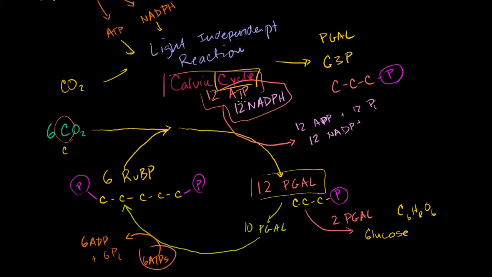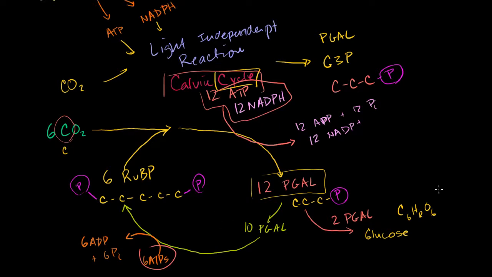And of course, it's called a cycle because we generate these PGALs. Some of them can be used to actually produce glucose or other carbohydrates, while most of them continue on to be recycled into ribulose bisphosphate, which once again reacts with carbon dioxide, and then you get the cycle happening over and over again.